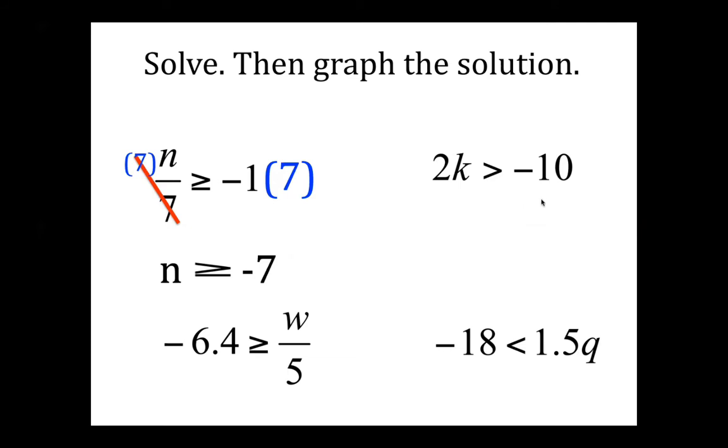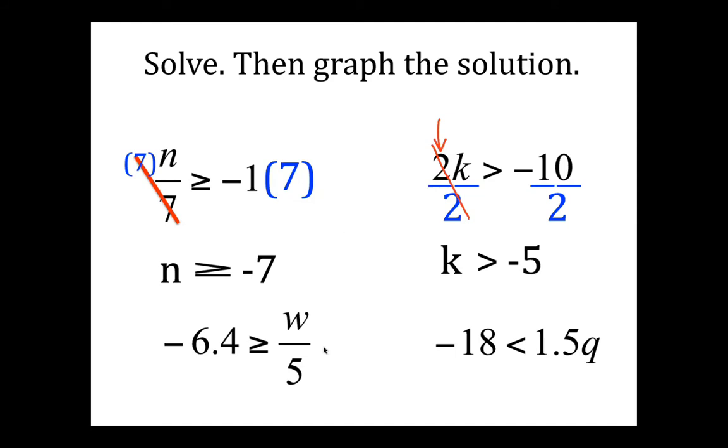We have 2k is greater than -10. First, divide both sides by 2, since the operation that is keeping k from being isolated is the multiplication of 2. So once you divide both sides by 2, the 2 and 2 times k will be canceled out, and you're left with k is greater than negative 10 over 2, which would just be negative 5. And there is your final inequality.